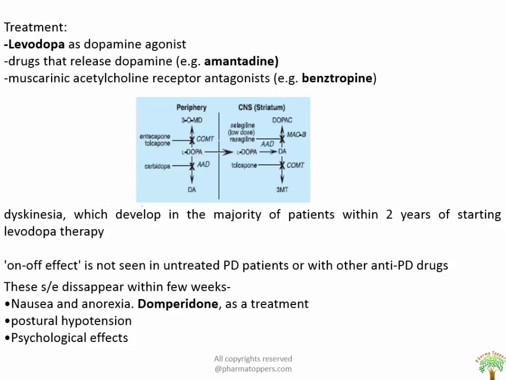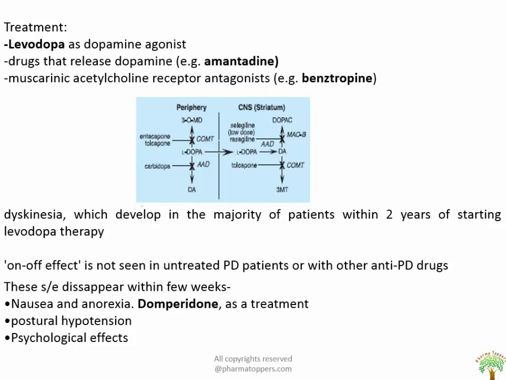Now the involuntary writhing movements like dyskinesia develop in the majority of patients within 2 years of starting levodopa therapy. This movement usually affects the face and the limbs, and the longer-acting dopamine agonists may be less problematic, it was found.